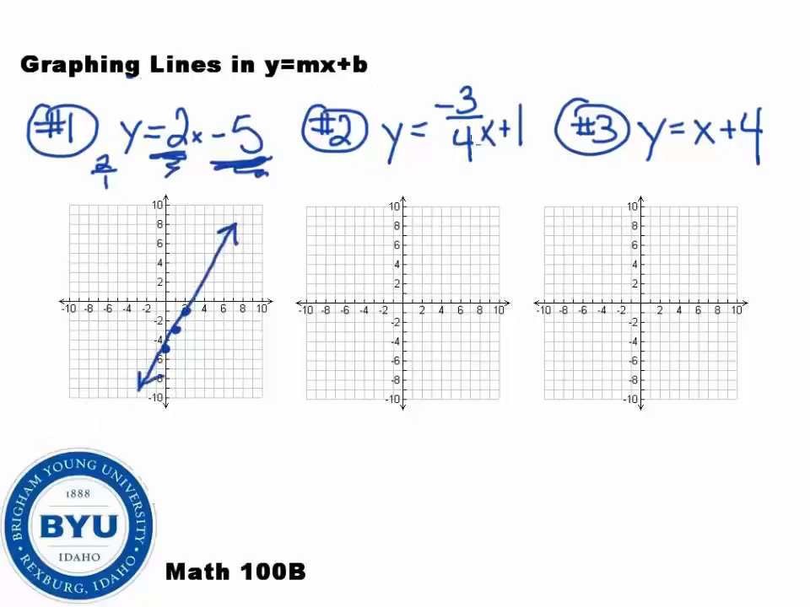Let's work on number 2 here. Y-intercept is at 1. The slope is -3/4. Remember, slope is rise over run. So I rise -3, so that means go down 3. 1, 2, 3, and run 4. 1, 2, 3, 4.